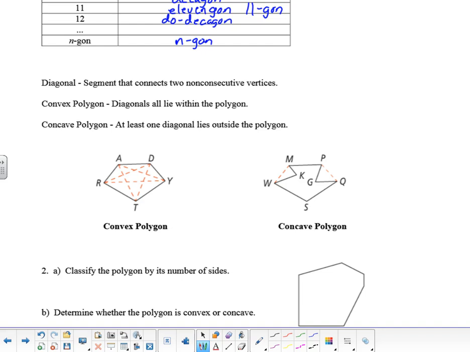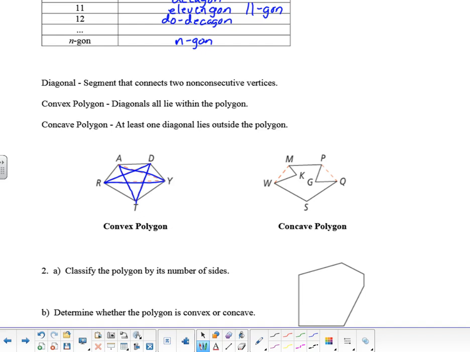So you see them drawn in this picture, like R goes to D, that's a diagonal, but R goes to Y as well. Diagonals help us to understand if something is a convex polygon or a concave polygon. Convex, all the diagonals lie within the polygon. So you see this here in this example, all these diagonals. Again, a diagonal is a line that connects two vertices that's not a side. So you can think of it in that way.